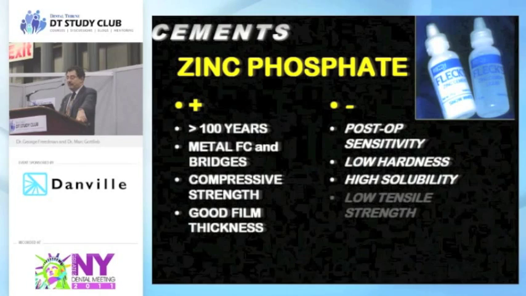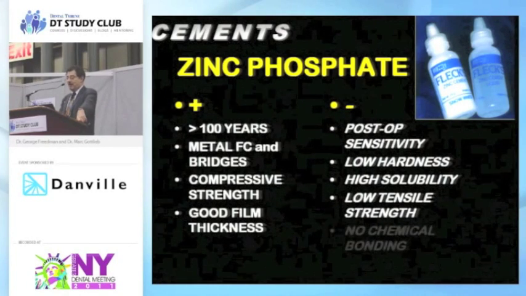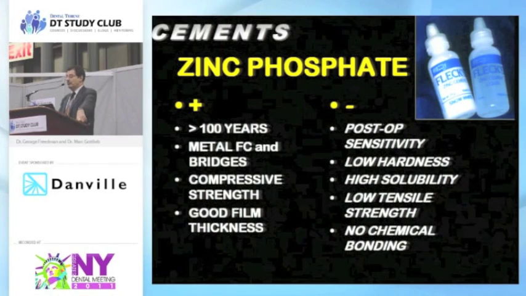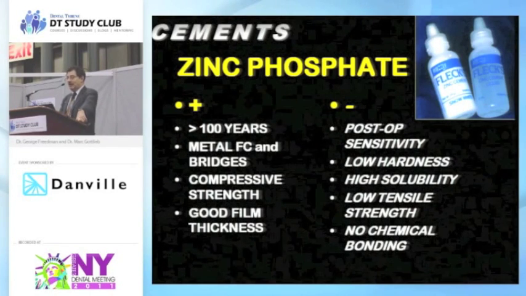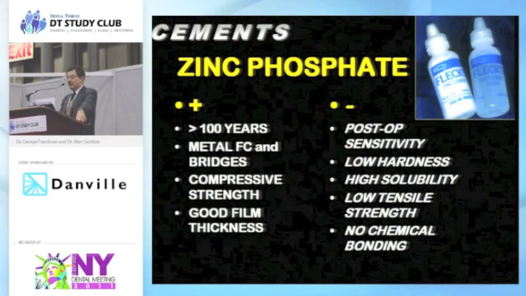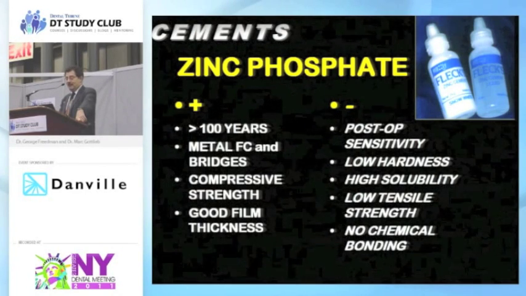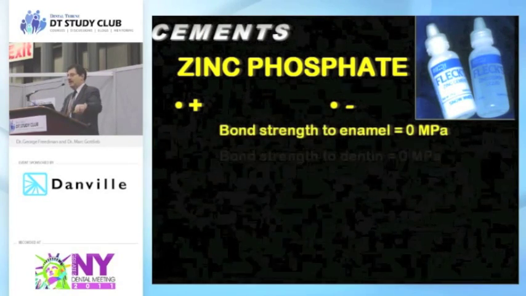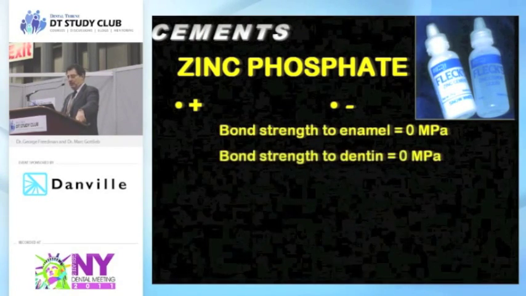The bond strength of zinc phosphate cement to enamel, 0 megapascals. Dentin, metal, and ceramic, all 0 megapascals. It's a luting cement, doesn't impart any adhesive advantage whatsoever. This is a "permanent" cement, but there is no adhesion, and the permanent is in italics and in quotation marks.